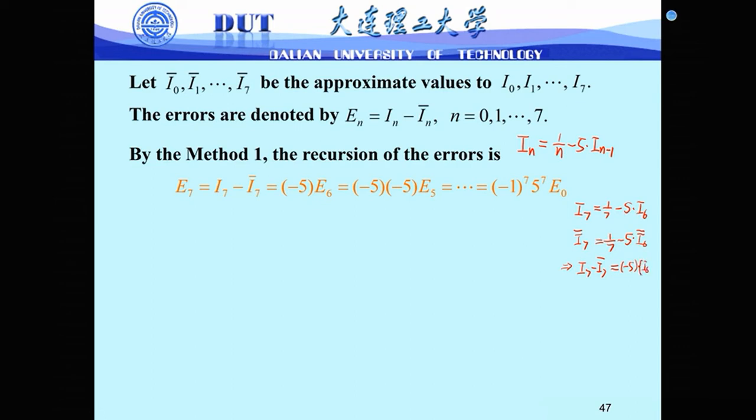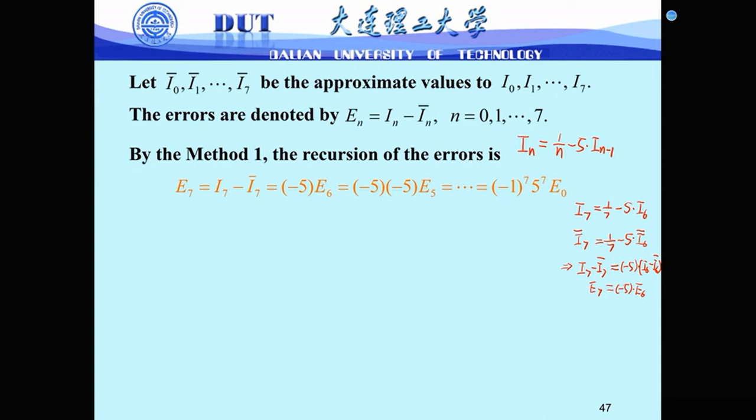Multiply I6 minus I6 bar. It's okay? So that means minus 5 multiply the error for I6 bar, E6. So I7 minus I7 bar means E7. Now you see we obtain the relation between two errors, E6 and E7. That means E7 is, if we consider the absolute value, 5 times E6. It means the error E6 is amplified by 5 times to obtain E7. It's okay for you?